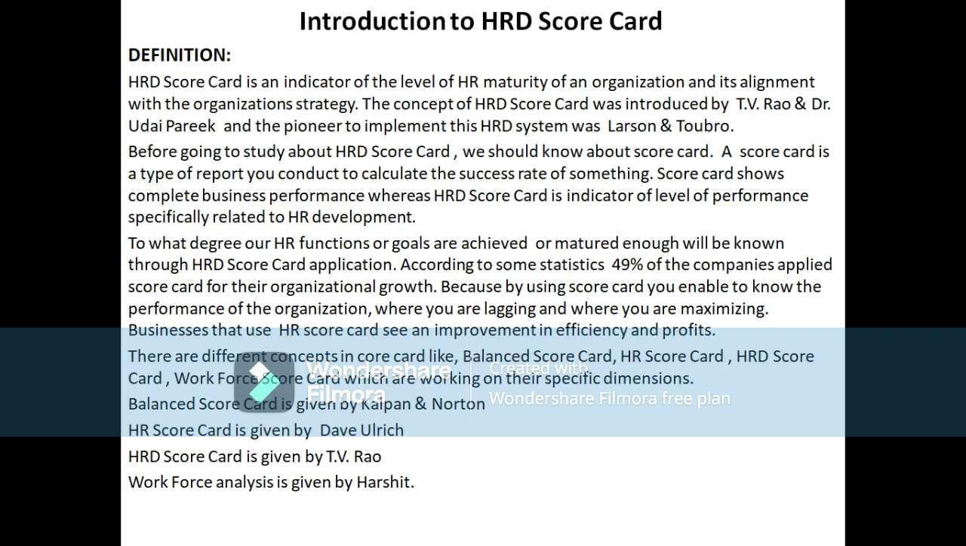Scorecard shows complete business performance, whereas HRD scorecard is an indicator of the level of performance specifically related to HR development. Here it shows the difference between the scorecard and the HRD scorecard. Scorecard is related to business performance, the overall organizational business performance. Coming to HRD scorecard, it is specifically related to the HRD department only. So that is the basic difference between the two scorecards.